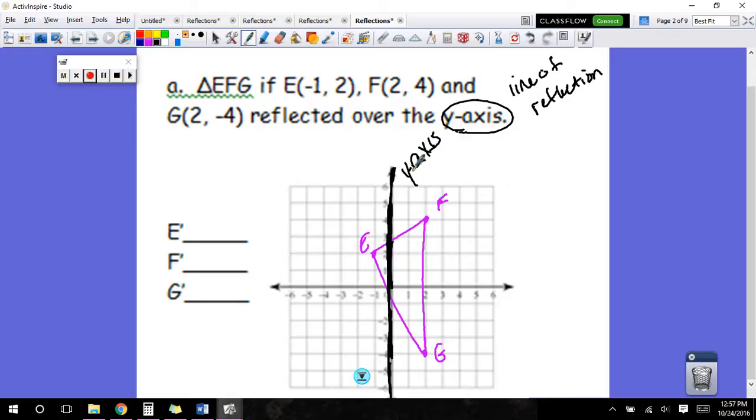Okay, reflections work a little different than rotations. You can use patty paper. I'm going to go ahead and show you how to do this by counting. There are rules. There are 3 different ways. I'm going to show you today how to count them, and we're going to come up with the rules. If I'm watching you or you are like, this is not making sense, let me know and I will show you personally how to do it with patty paper.